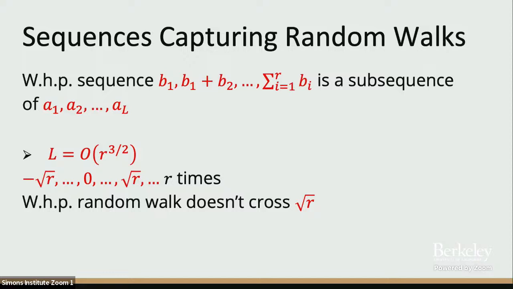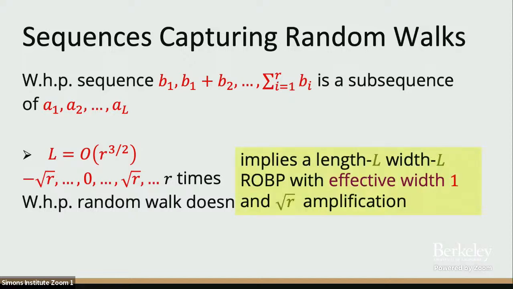So this is an upper bound, and this is the fact that we use in our upper bound. We say that this implies a length L, width L, read-once branching program with effective width 1 and square root r amplification. Because you're working with random walks, you get the optimal amplification, which is square root r. And because you're only skipping forward, it gives a read-once branching program with effective width 1, and that is what we needed for the recursion. So let me tell a bit about this reduction for people who are interested.